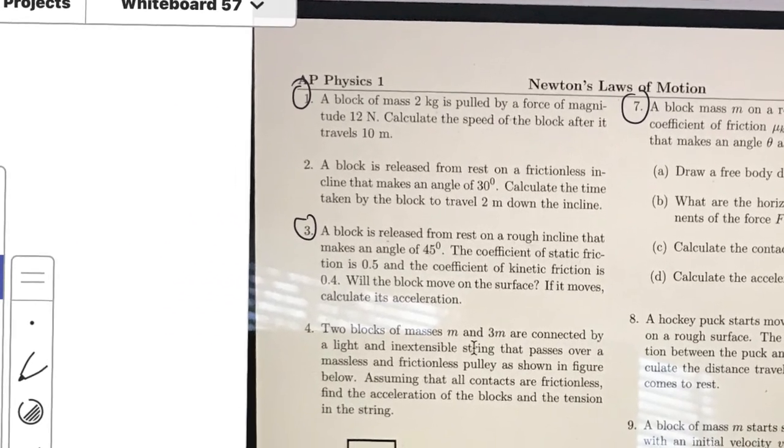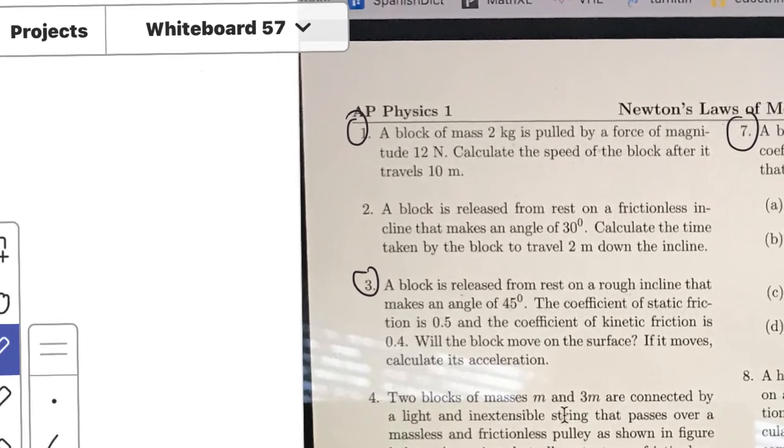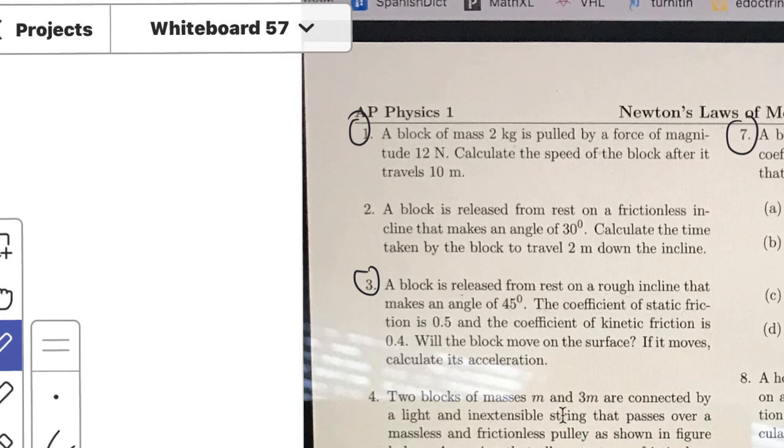All right, and let's take a look. So a block of mass 2 kilograms, pulled by a force of 12 newtons. Calculate the speed of the block after it travels 10 meters. Yeah, I feel like that one's pretty straightforward, actually, right? I suppose we could draw it. We have the block. It's 2 kilograms, and it's pulled 12 newtons, right? What's the speed of the block after it travels 10 meters.